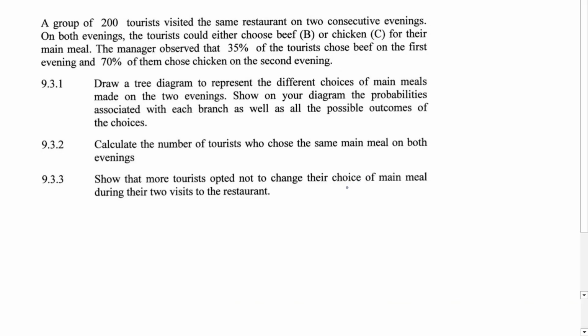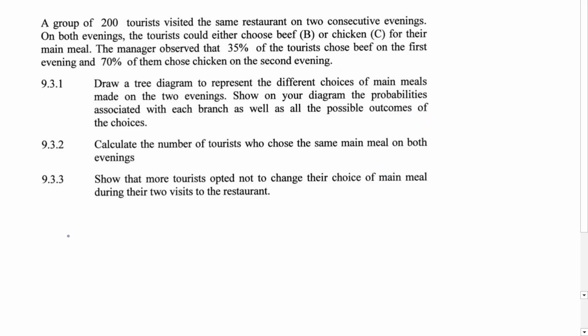In this video, we'll look at a really nice example of a tree diagram that's got a bit of a kick and a bit of a flavor for us. We've got 200 tourists visiting the same restaurant on 2 consecutive evenings, Lucky Fishes. On both evenings, the tourists could either choose beef or chicken for their main meal. The manager observed that 35% of tourists chose beef the first night and 70% chose chicken the second night. And we've got to draw a tree with all the possibilities.